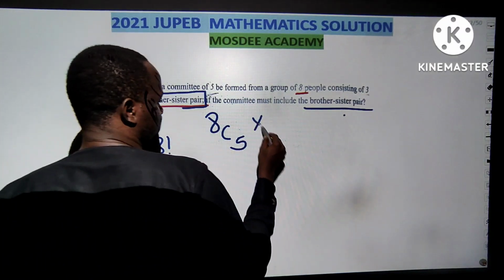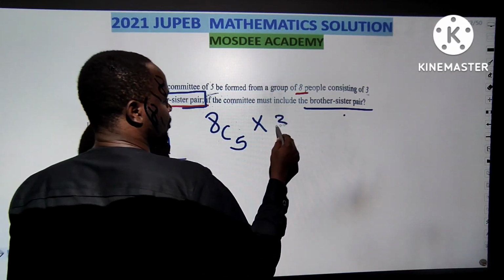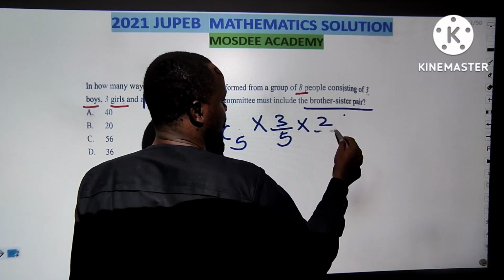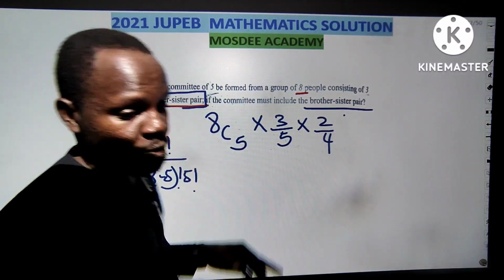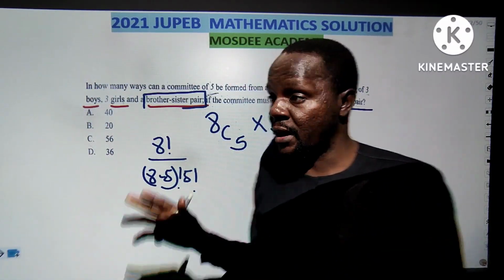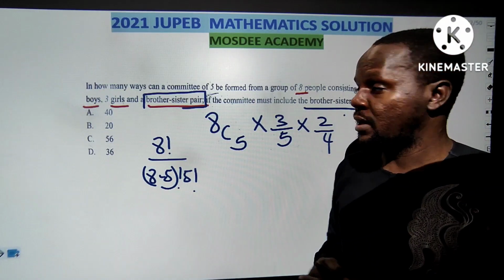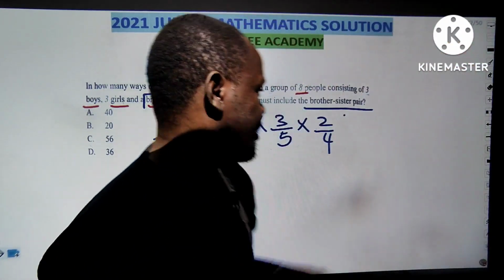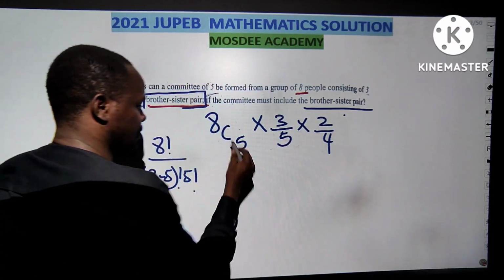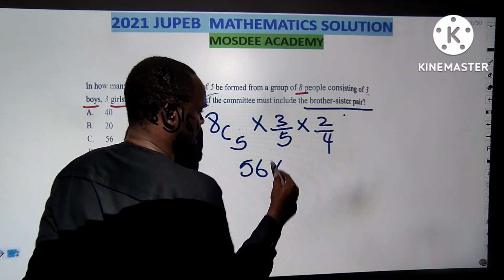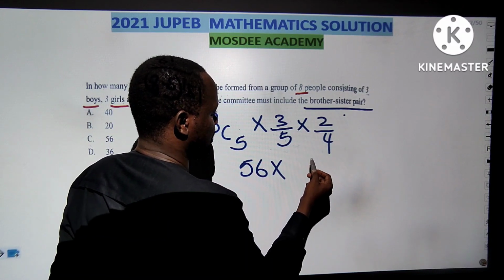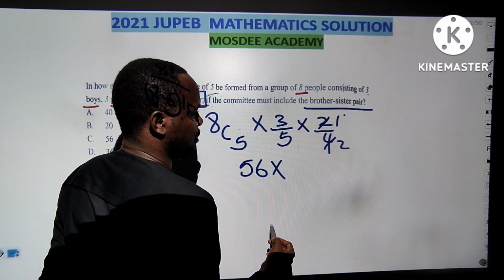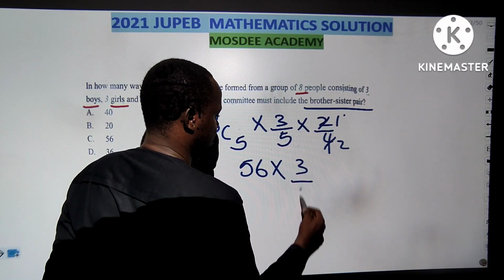So if I pick the first person, it is 3 out of 5. And the second person is now 2 out of 4. You can see the mistake I made. Thank God they didn't put the answer there. It is out of the remaining 5 people that I want to pick a brother and a sister. So that's where I made the mistake. 8 combination 5 was 56 times, 2 here, 1, 2 here, 2. Hope I'm right? Yes, that's 3 over 10.